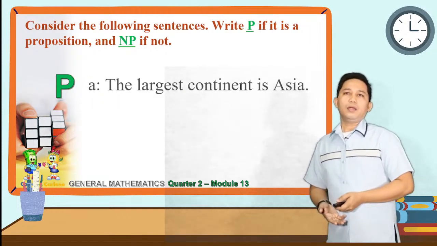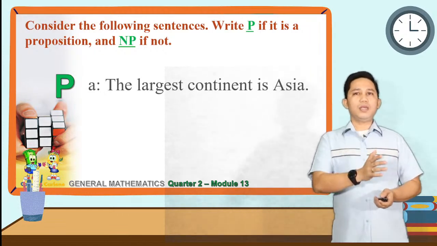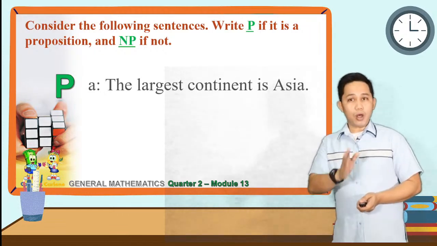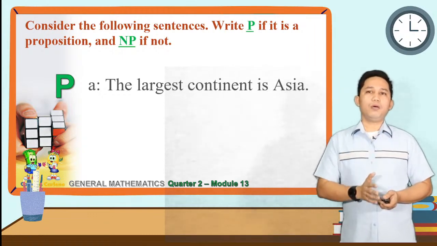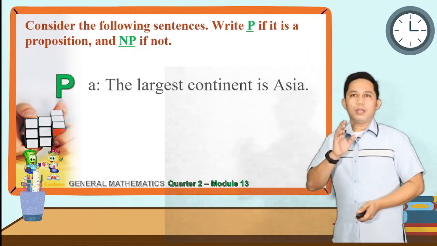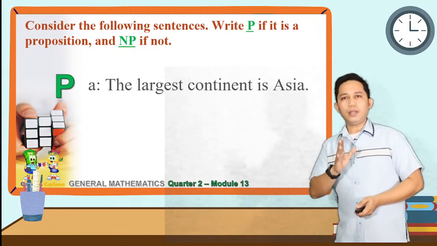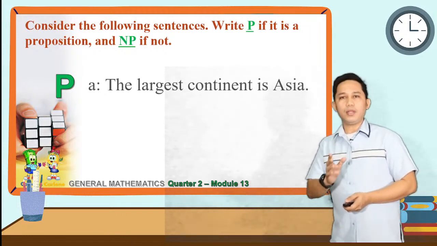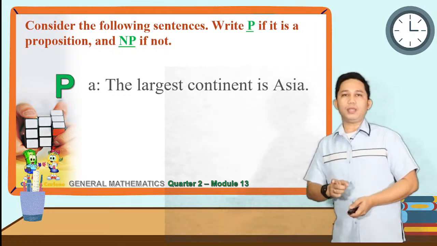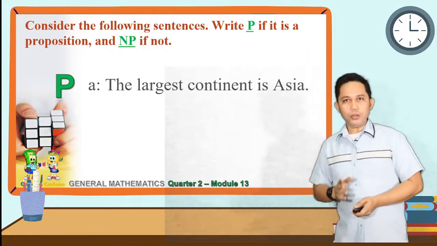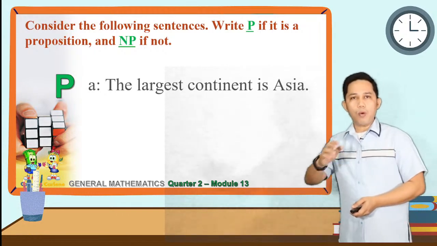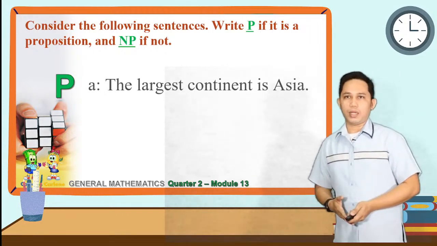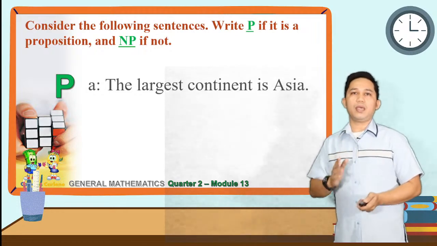Yes, correct. The largest continent is Asia is a proposition because in our geography, we have 7 continents, and one of it is Asia. And we all know that Asia is the largest continent among all the 7 continents. So that sentence is a proposition.